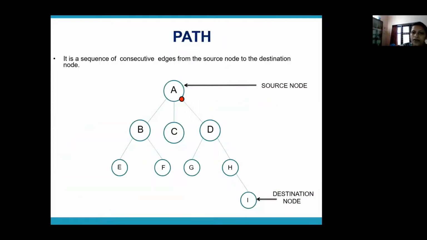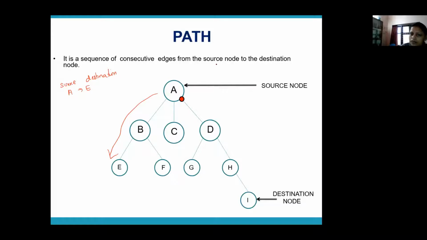Okay, the next term is path. What is meant by path? Path is a sequence of consecutive edges from the source node to the destination. Suppose you want to travel from A to E. You might have multiple paths from a source to destination. But in this case, if I want to travel from A to E, I have only one path, which is this. This is the only path available to me.